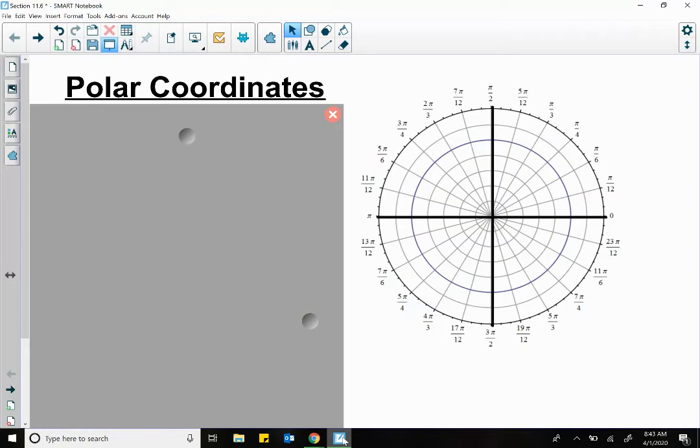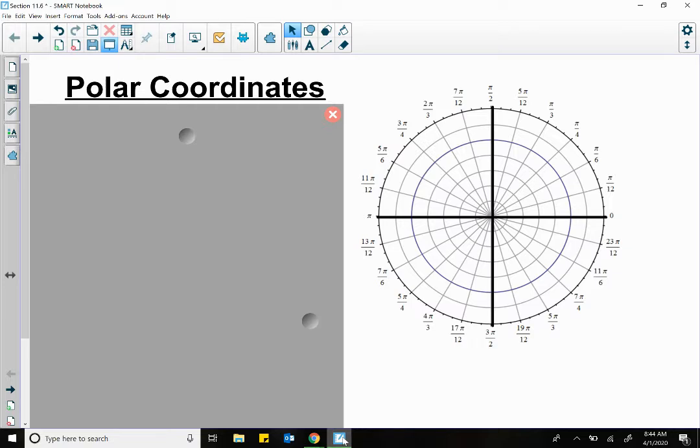Okay, let's talk 11.6. In 11.6, I'm going to introduce you to a new kind of graphing system, a new kind of set of equations. All of our graphing that we've been dealing with in trig, and what you dealt with in college algebra, were all rectangular coordinates. There was an x and there was a y. What we're going to be talking about in here is polar coordinates and polar equations and polar graphs.